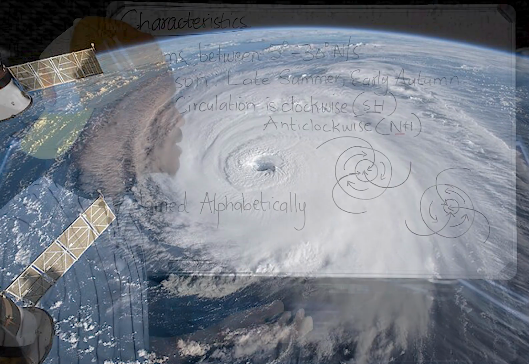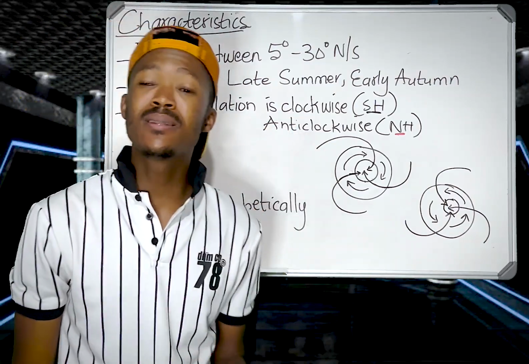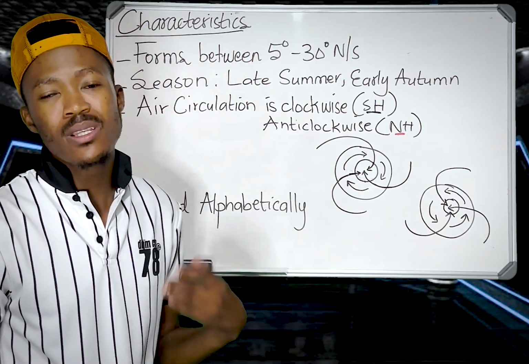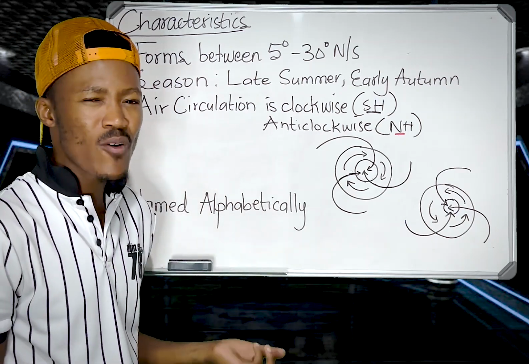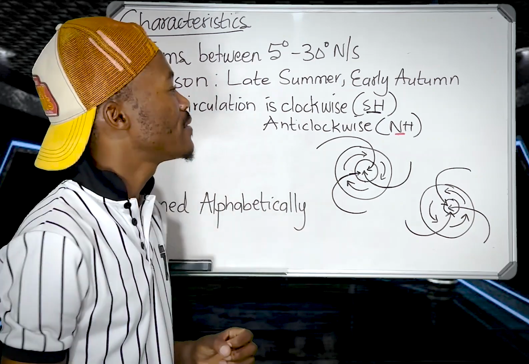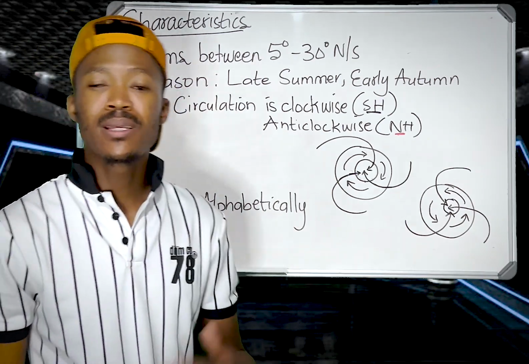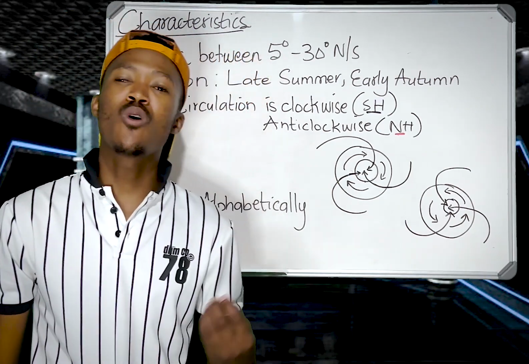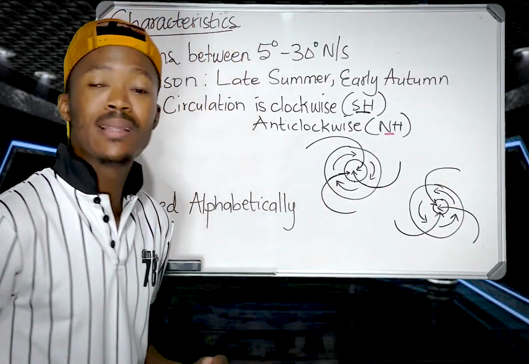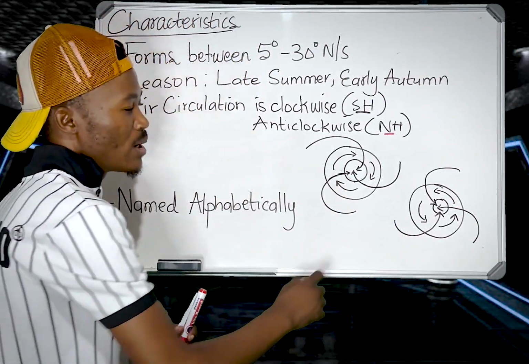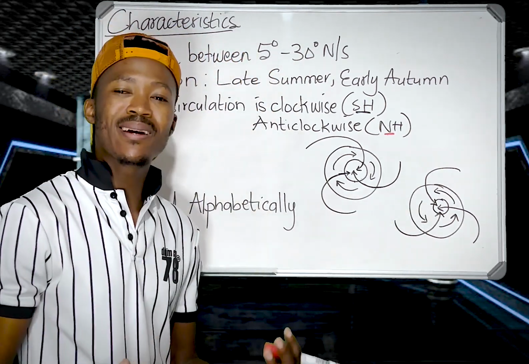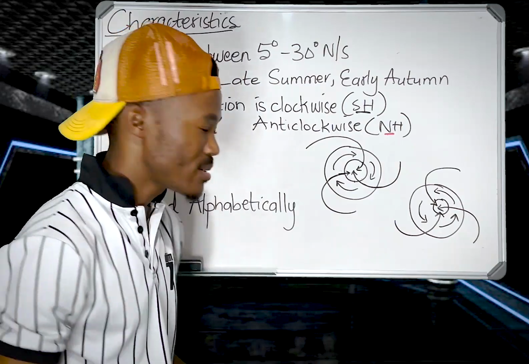The difference in the circulation of air in these hemispheres is due to the Coriolis force. The Coriolis force deflects winds to the right in the northern hemisphere and to the left in the southern hemisphere. As a result, the circulation of air will be different in both hemispheres. Let us look at these diagrams. These two diagrams of mine signify tropical cyclones occurring in different hemispheres.